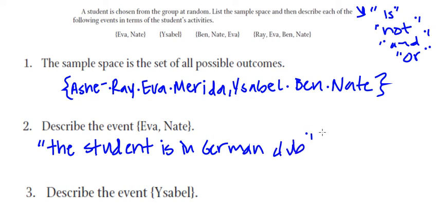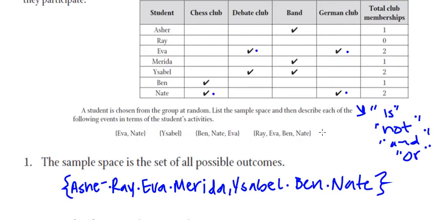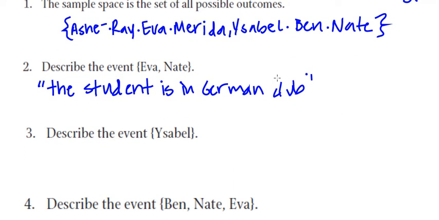All right, so the next thing that we're going to look at is the event where it would only be Isabel. So when we look at her, she is in debate club and she's also in band. So if we say the student is in debate club, well, that would not just be the result of Isabel, that would be Isabel and Ava. So it can't be that. And if we say the student is in band, then it could be Isabel, Merida, or Asher. So we can't say that. But we do know that Isabel is the only student who is in both debate club and band. So the statement that would produce Isabel is the student is in the debate club and the band.